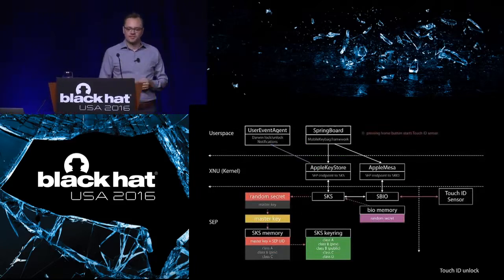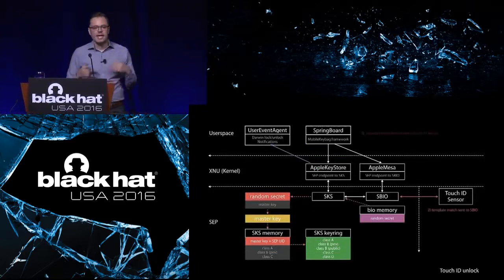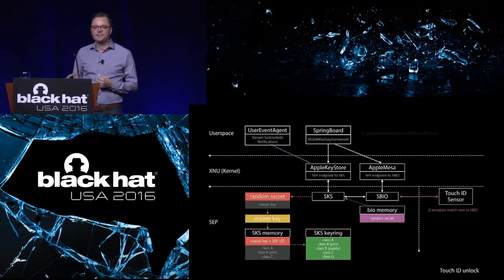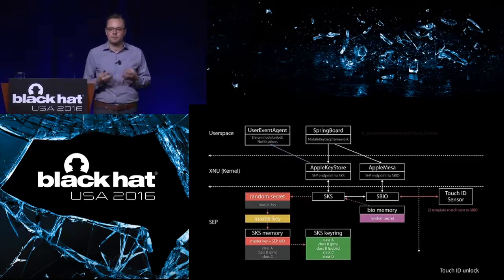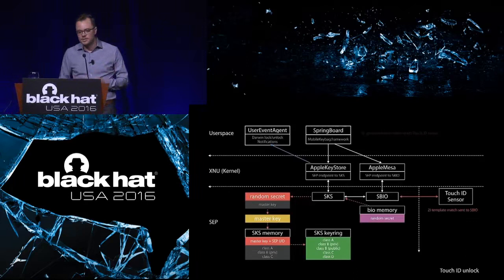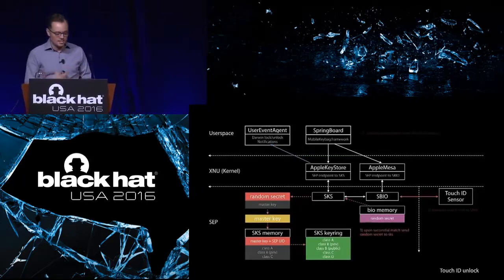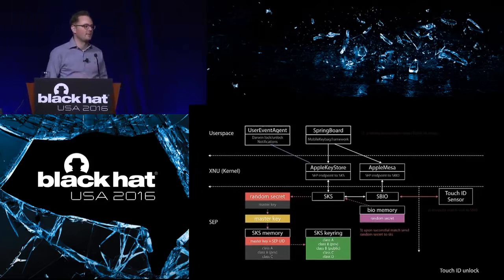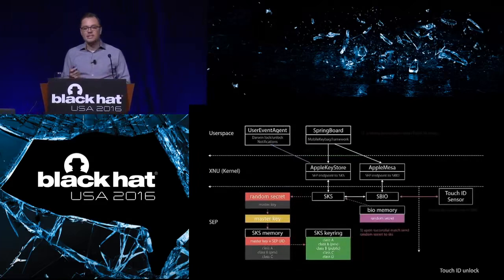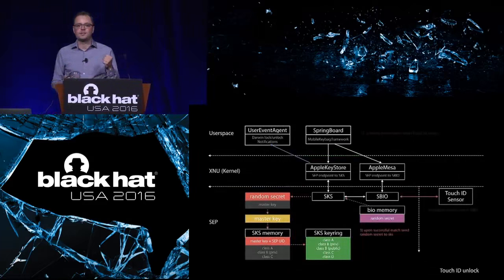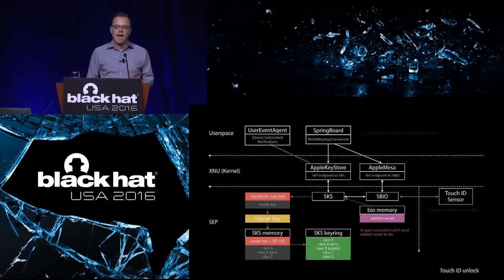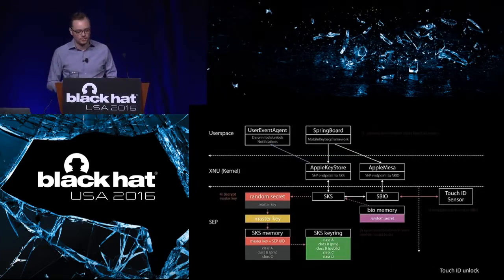Pressing the home button starts the sensor. And the sensor acquires an image and sends it to the SBio app in the SCP. This app actually performs the match and determines whether the fingerprint that was just acquired matches the fingerprint of the authorized user. If so, it takes the random secret that we handed it earlier and sends it back to SKS, to the secure key store.